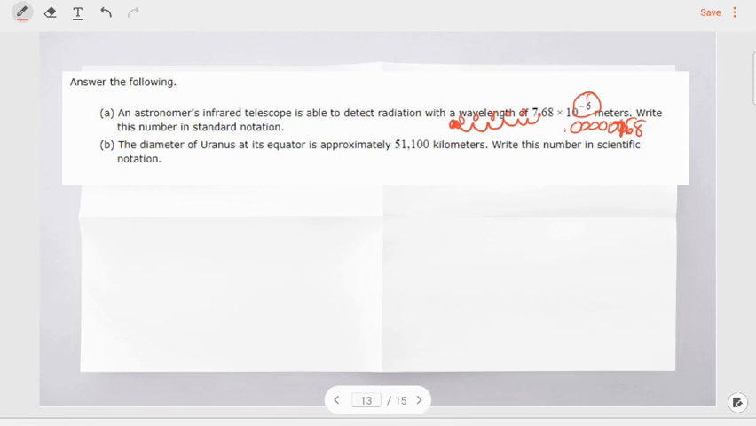The next one says the diameter of Uranus at the equator is approximately 51,100 kilometers. Write this in scientific notation. This is a big number, so when I write my times 10 to the something power, it's going to be positive. Where do I want to move my decimal? I want to move it right here between the 5 and the 1 so that I have 5.11, not 51.1. So I want the number that's smaller than 10. So I'm going to write 5.11, and then I need to count how many decimal places: 1, 2, 3, 4. It took me positive 4 to get over to that 5.11.